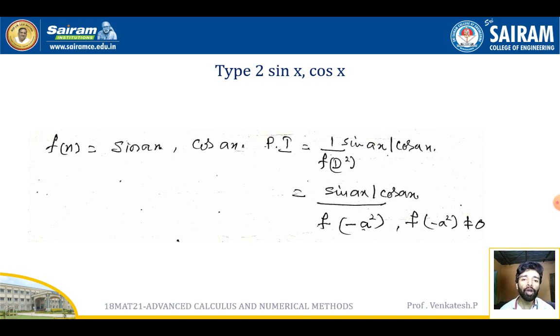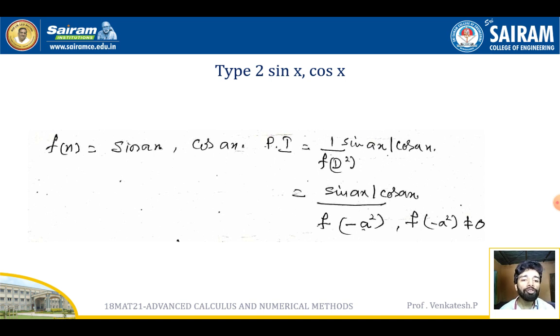If the denominator contains a d term, we have to convert the d terms in terms of d square and solve the equation. So the first step is to replace all the d square terms by minus a square. This a is given by the coefficient of x in the trigonometric functions sin ax as well as cos ax. We replace d square by minus a square with the condition that f of minus a square should not be equal to 0.